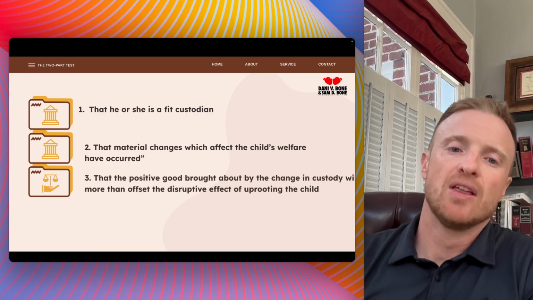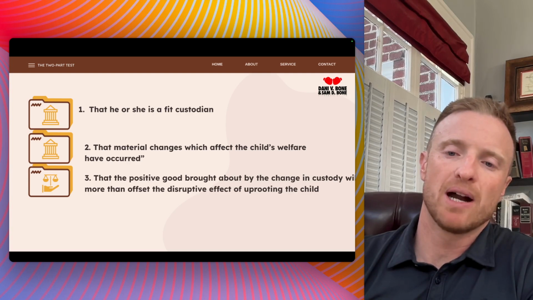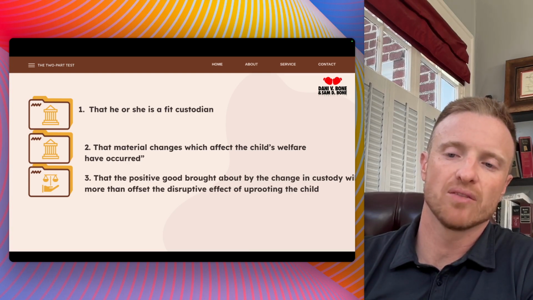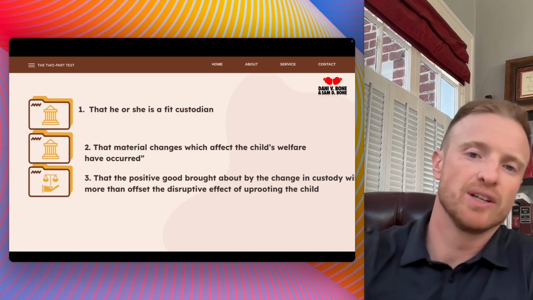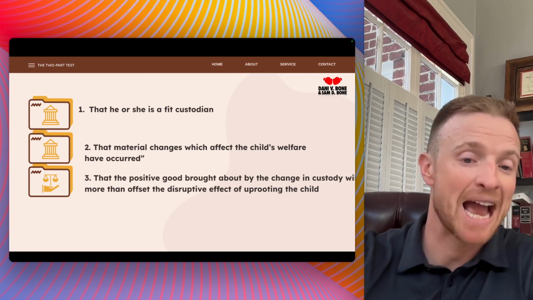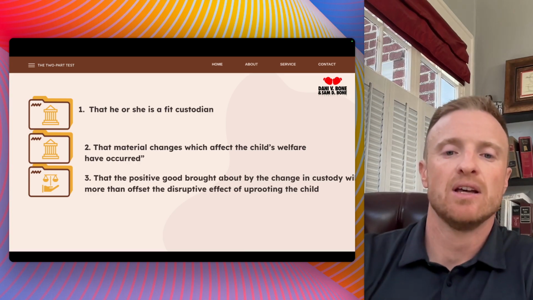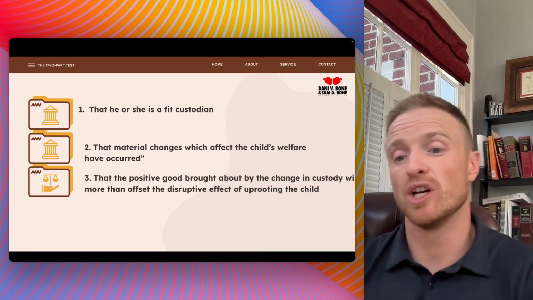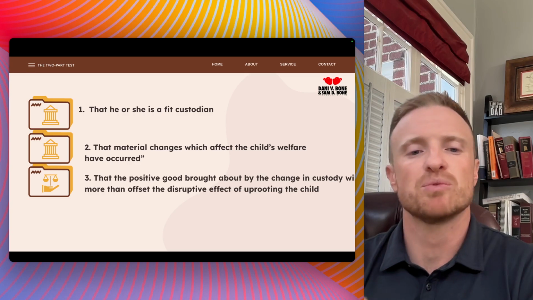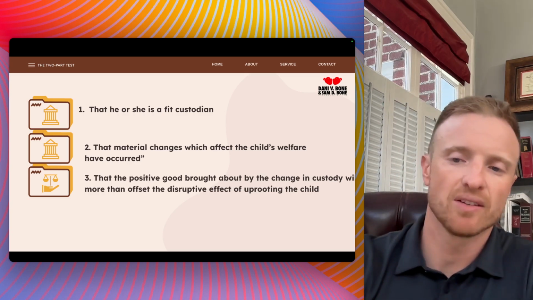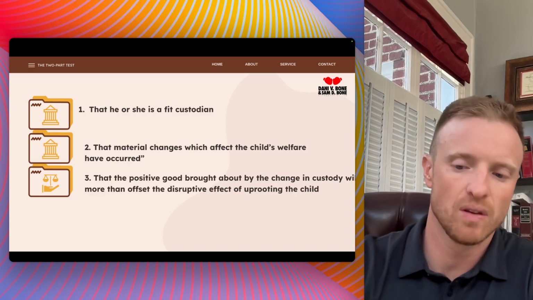And three, that the positive good brought about by the change in custody will more than offset the disruptive effect of uprooting the child. So you can take care of the child, something has happened, material change of circumstances, and then three, that the positive good, the good that will be brought about, will substantially offset the disruptive effect of uprooting the child. That's what the law says.